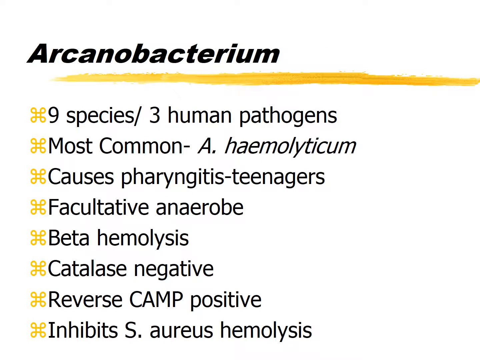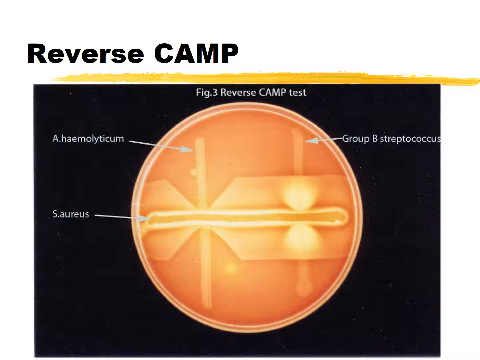Arcanobacterium, there are 9 species, only 3 of them are human pathogens. The most common Arcanobacterium is haemolyticum. This causes pharyngitis in teenagers. It's a facultative anaerobe. It's beta hemolytic, catalase negative. It's reverse CAMP positive, and it inhibits Staph aureus hemolysis.